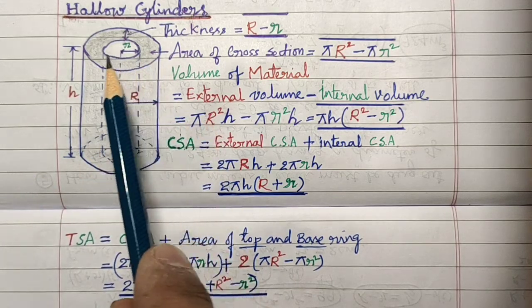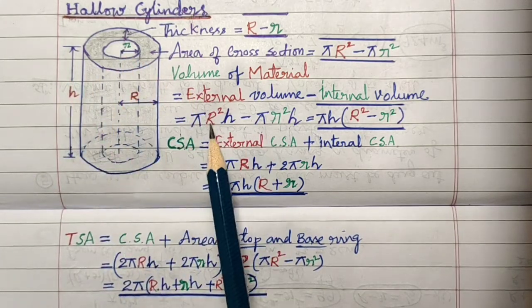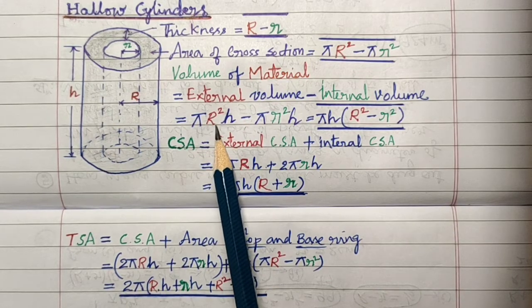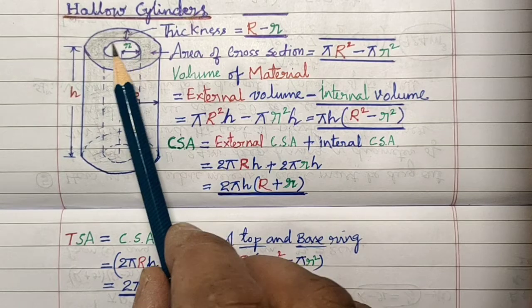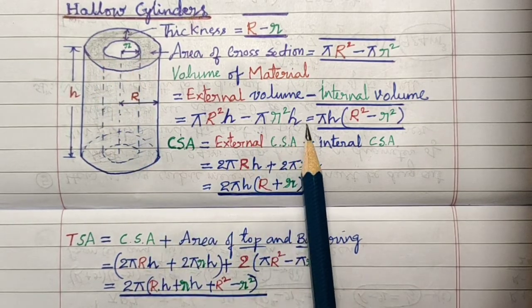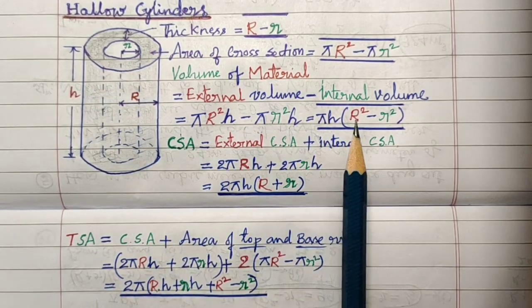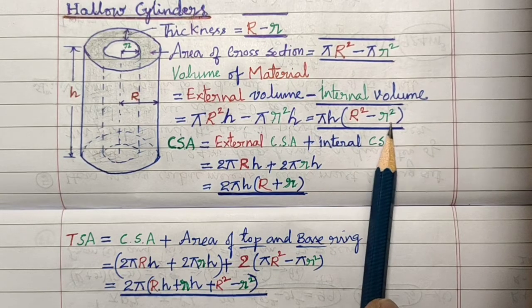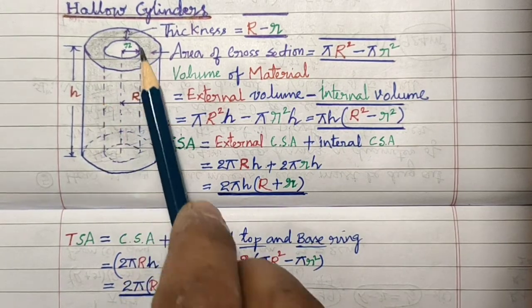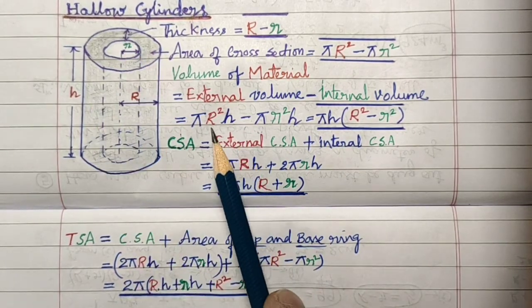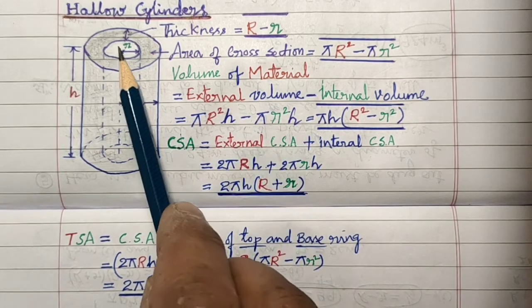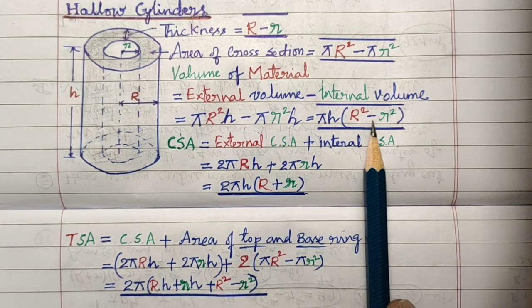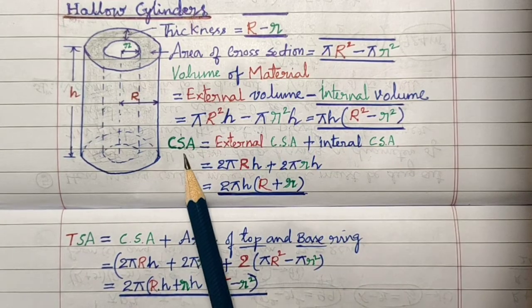So we know that the volume of the whole thing is pi R square h, and we deduct pi r square h, which is equal to pi h into R square minus r square. This is the volume of the hollow cylinder, pi R square h minus pi r square h, that is pi h into R square minus r square.